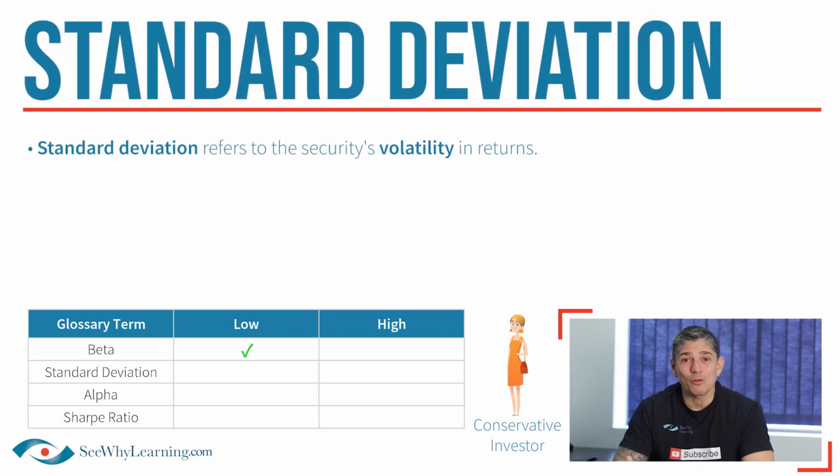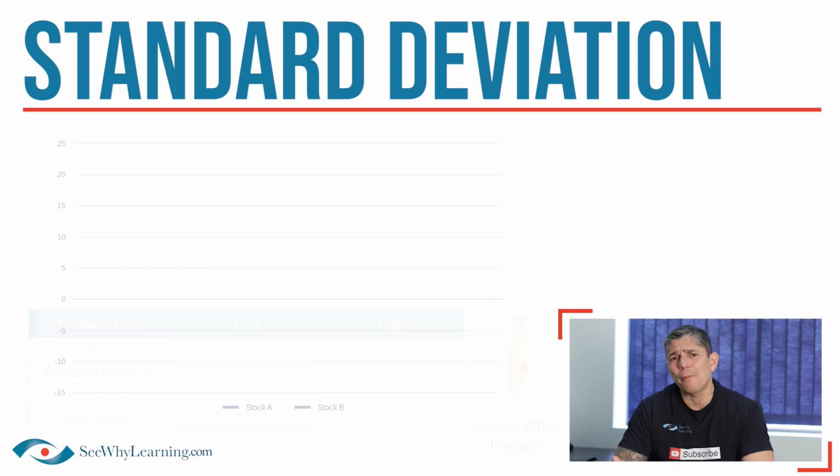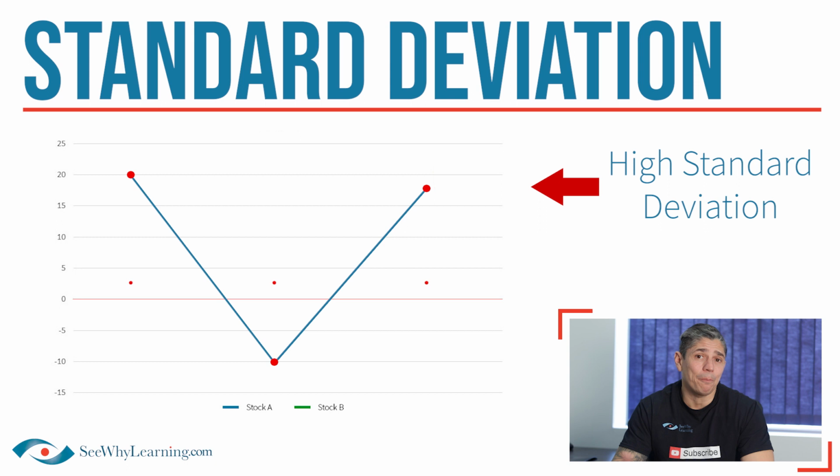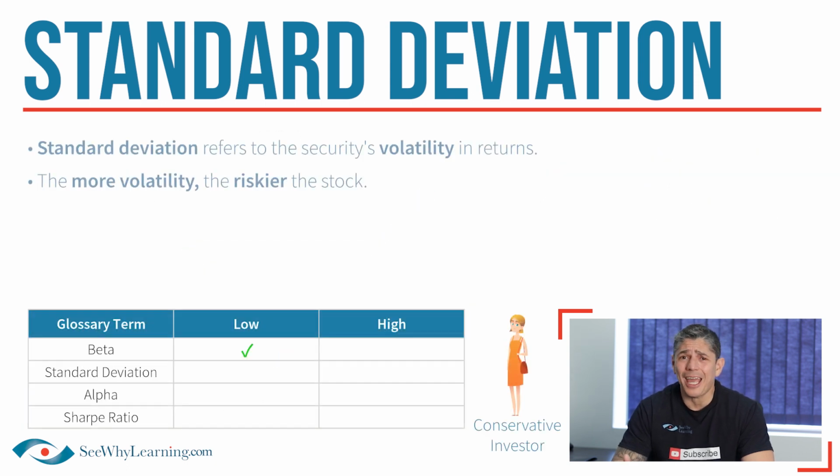Now, standard deviation refers to the security's volatility in returns. In other words, how much does the return deviate from year to year? The more volatility, the riskier the stock. For example, if a security has a 20% return one year, a negative 10% return the next, followed by an 18% return, it would have a high standard deviation as compared to a security that has a consistent return every single year. Again, Nellie doesn't like risk, so she would prefer a low standard deviation.